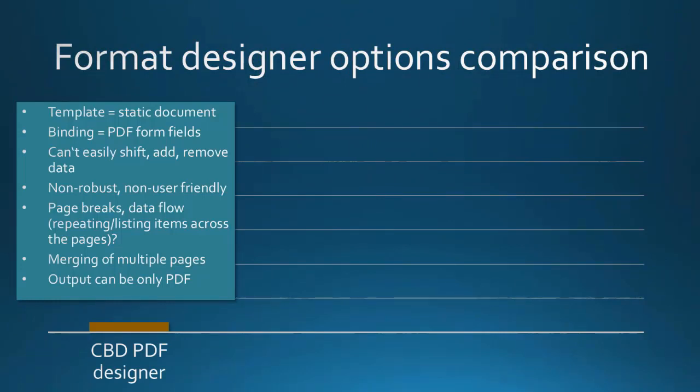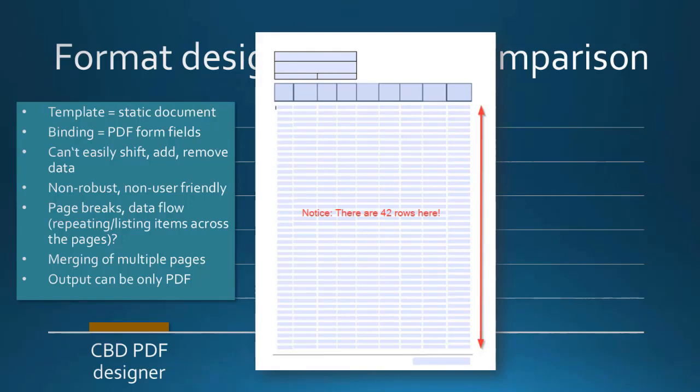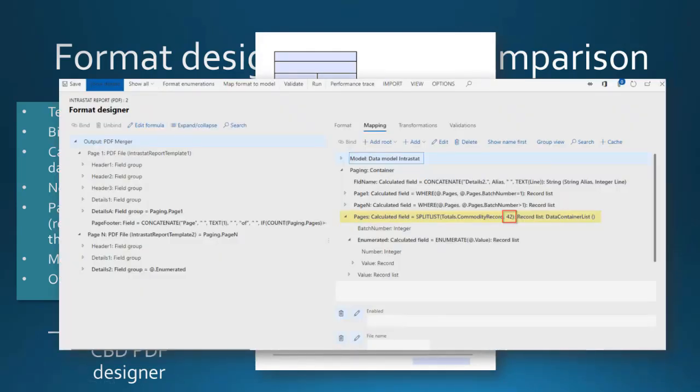CBD PDF Designer. Check one of the learning examples. This is the first page of this PDF format. Notice that there are 42 rows in it. And see how this is solved in the Format Designer. We need to figure out how many rows there will be in a page and use that information. And now notice this beauty. You have to split your data source by that number. Then again here on the left you have first page, other pages, then you are merging them, and so on.